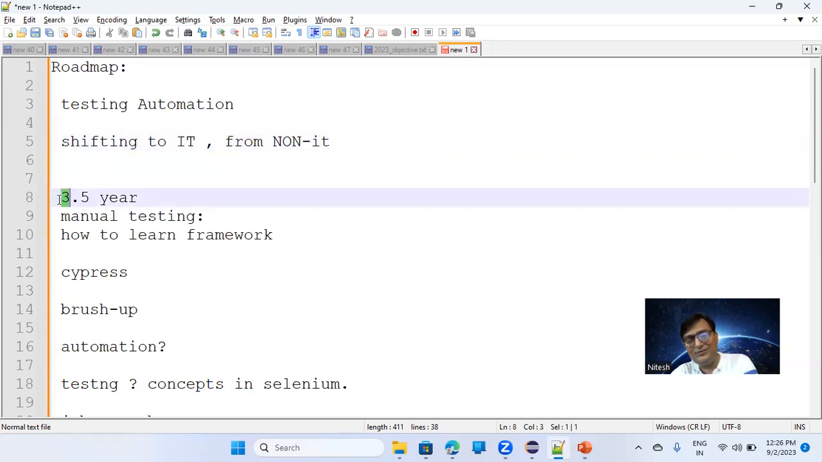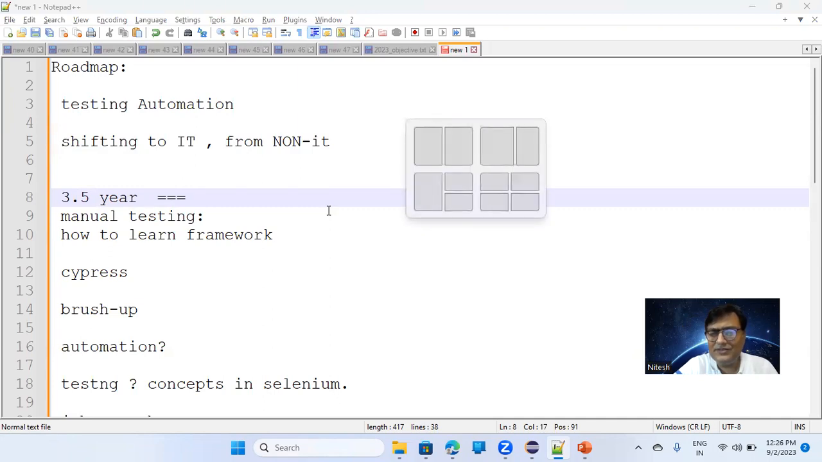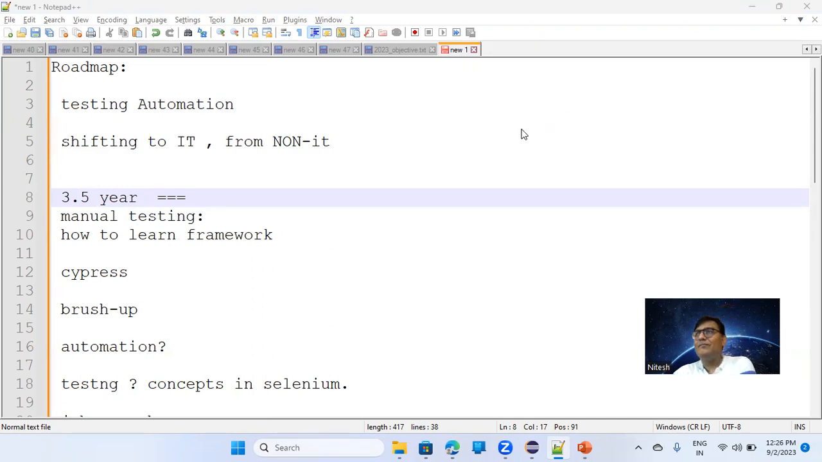Now the eighth point, which is not related to testing. I noted down 3.5 years. My question is, what is 3.5 years? What does this mean? Can anybody tell me in the chat window? I am not able to understand the meaning of 3.5 years. Put it in the chat window. What is 3.5 years? Three years and 6 months, somebody is saying. Prashant is saying this.